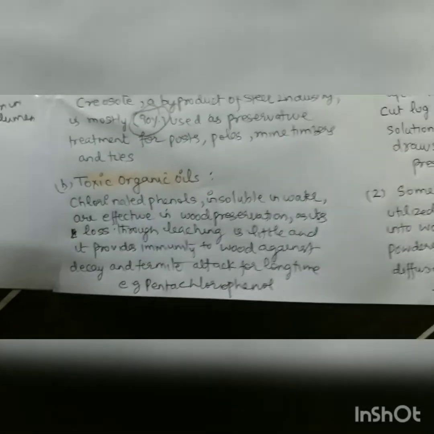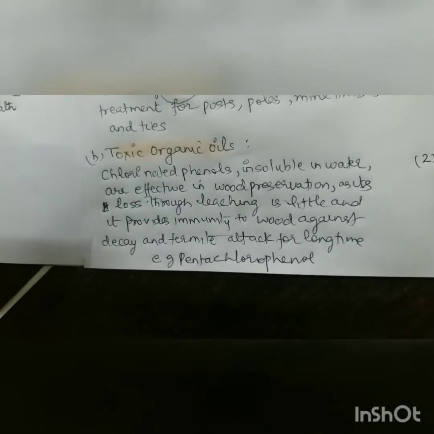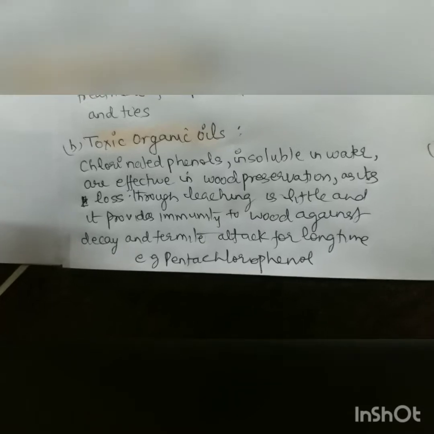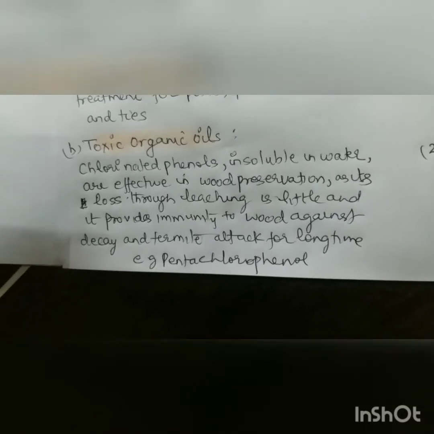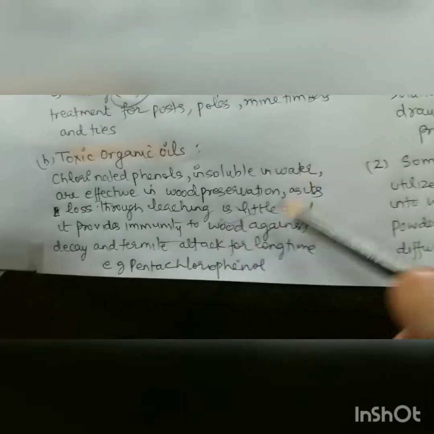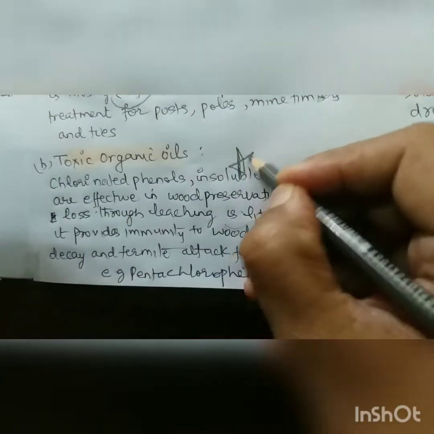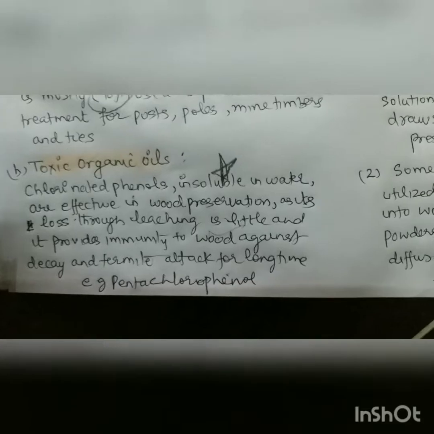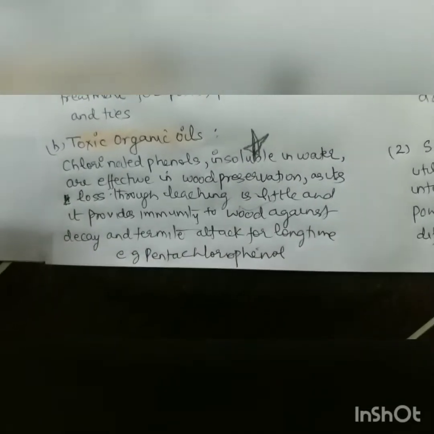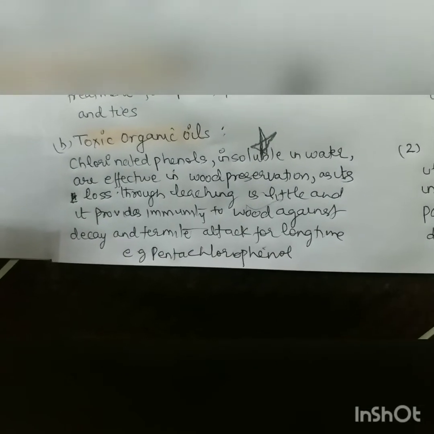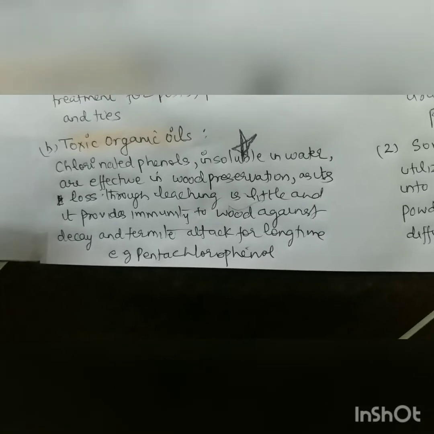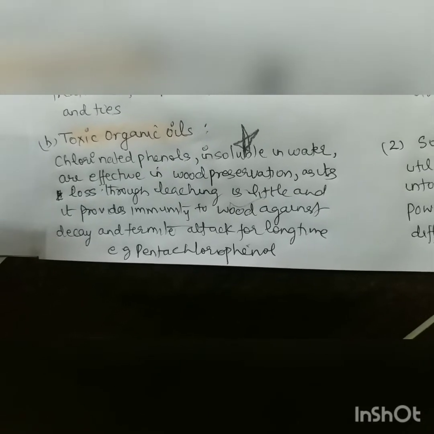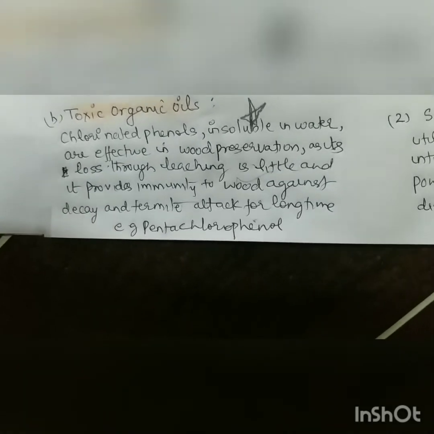And second is the toxic organic oils. These toxic organic oils consist of chlorinated phenols, right? Example is pentachlorophenol. The main importance is that they are insoluble in water. They are effective in wood preservation, and they have little leaching due to the rainfall, and provide immunity to the wood against decay and termite attack, right?